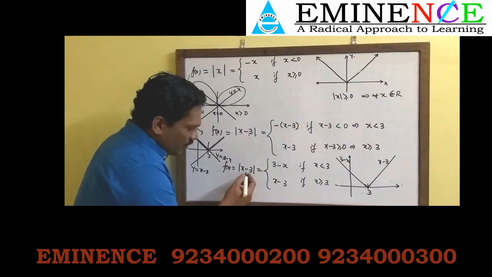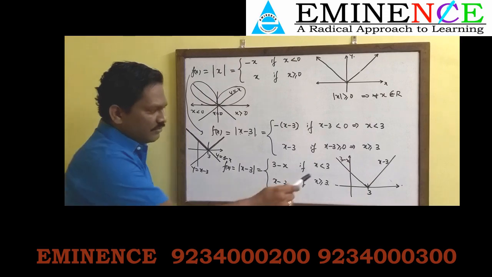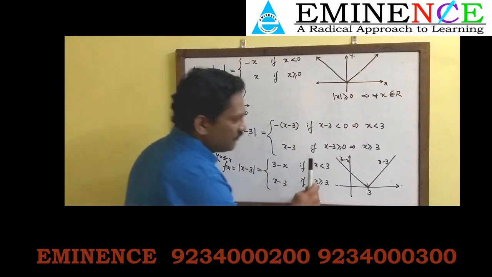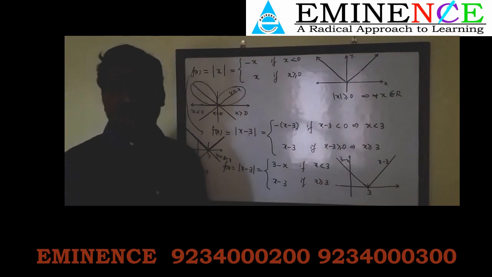So, if I want to draw the graph of mod of x minus 5, that will look like what? Shifted 5 units to the right side. Similarly, mod of x minus 10.